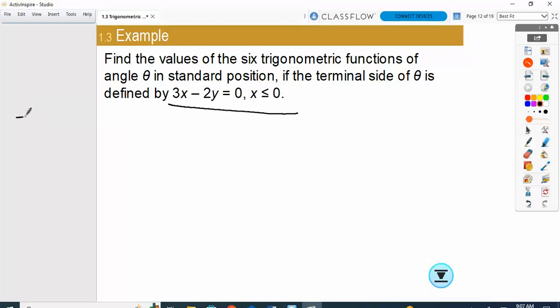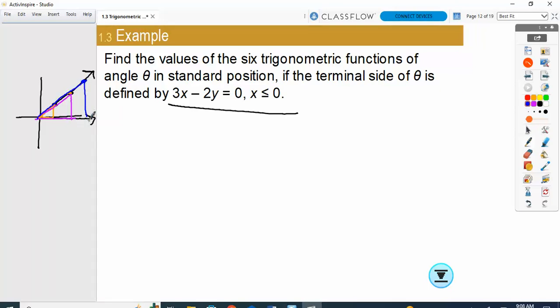If you're thinking in terms of a picture, okay, we know here's the initial side. If this is my terminal side, does it matter which point I pick on this terminal side? If I picked this point down here, my x, y, and r would be based off of this triangle. If I pick this one, then I get a bigger triangle. So my x, y, and r are different. If I go here, my x, y, and r are different.